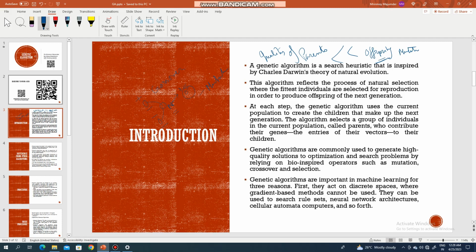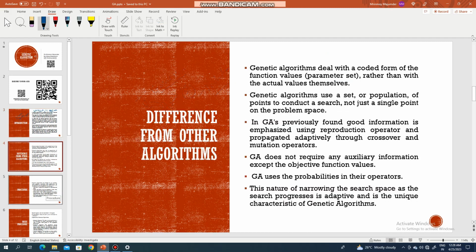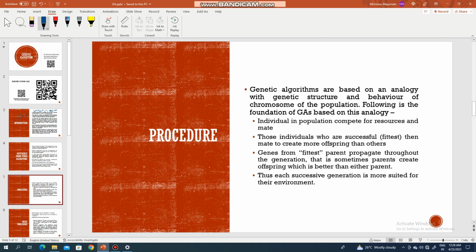So, as I've already said, the transfer of qualities from parents is executed by crossover, and the new quality is created by mutation. The entire procedure of natural evolution is mimicked by the genetic algorithm, and how it is mimicked, let us see. So let us take an example.